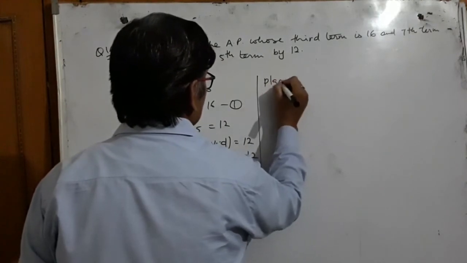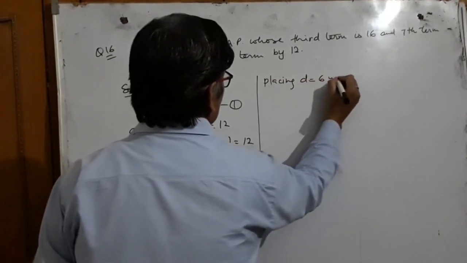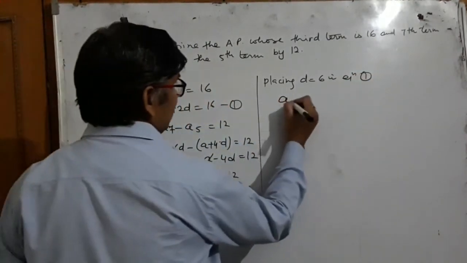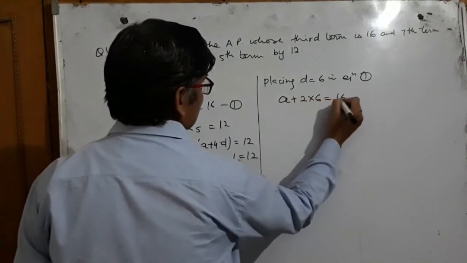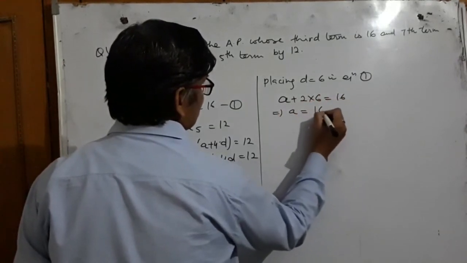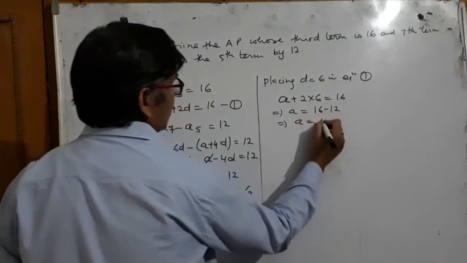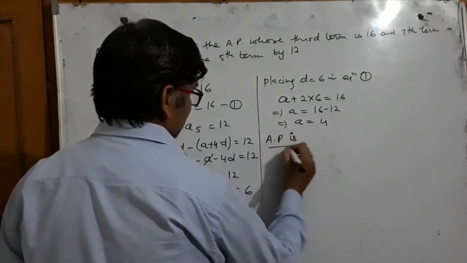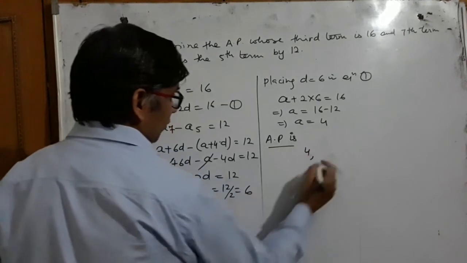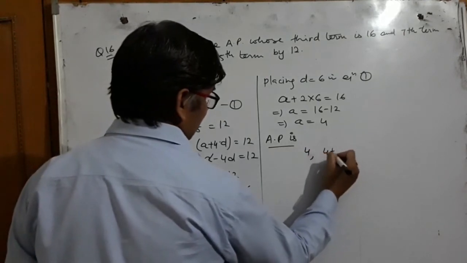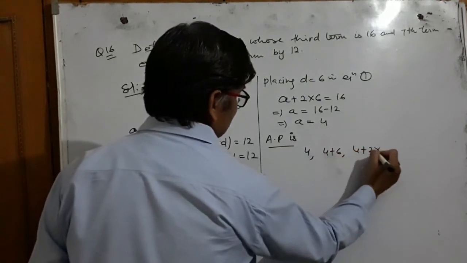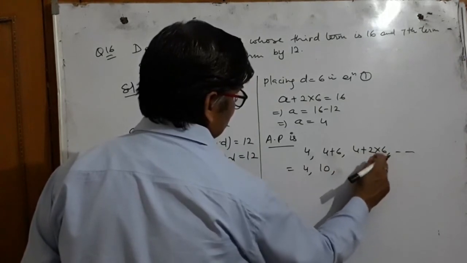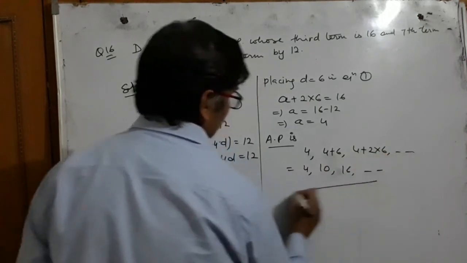Now placing D equals to 6 in equation first. So A plus 12 equals to 16. So A is 16 minus 12, so A is 4. Now AP is, first term is 4, add common difference, second term 4 plus 6, third term 4 plus 2 into 6, and so on. So 4, 10, 16, and so on.